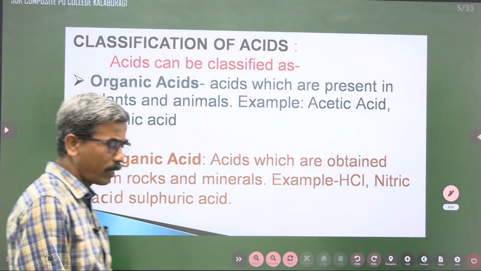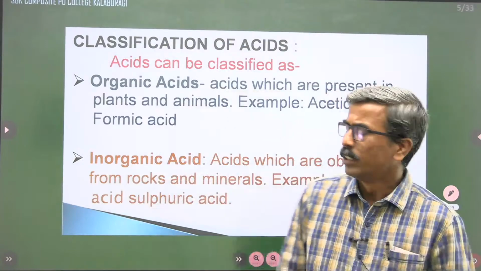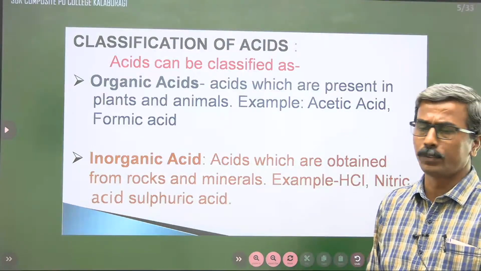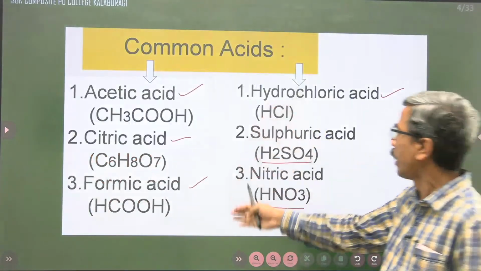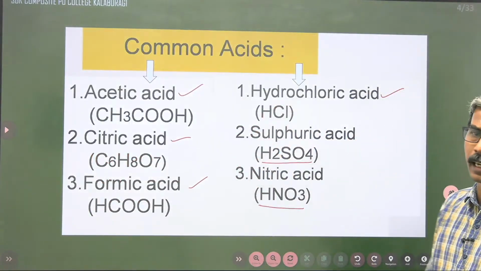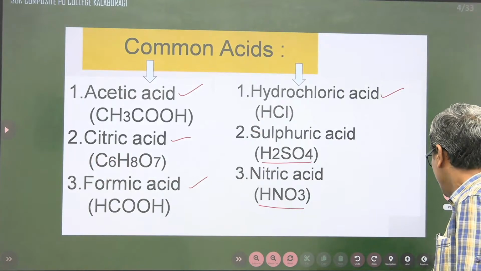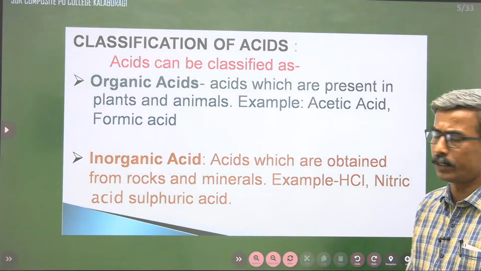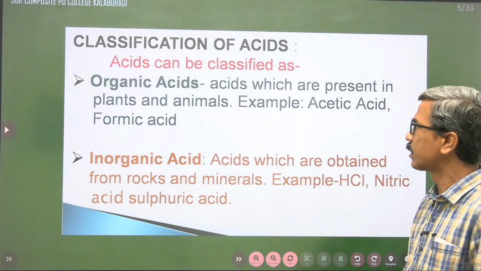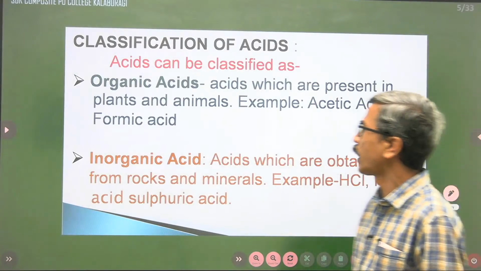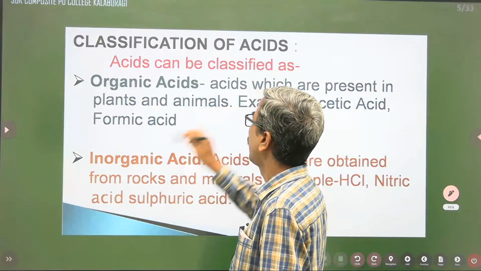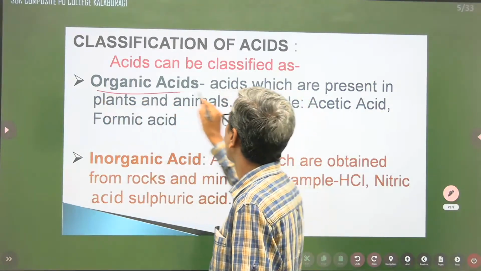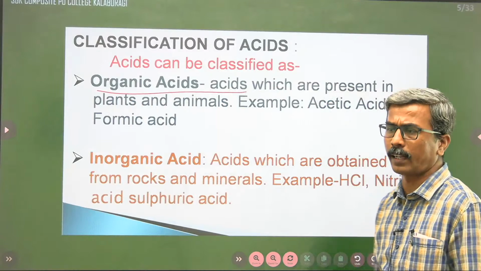Now let us move to the next part. These acids which I just listed, if I go back to the previous slide, I have written a total of 6 acids. Out of them, we can classify these acids basically into 2 types. The first category we call organic acids.